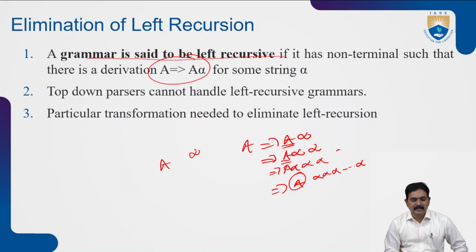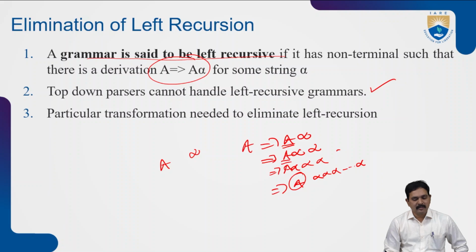Coming to the grammar point of view, we have been discussing many parsing techniques, like the top-down parsing technique and the bottom-up parsing technique. Suppose the grammar has some left recursive productions, then we cannot handle it using top-down parsers. Thus, there is a difficulty with left recursive productions. Top-down parsers cannot handle left recursive grammar. That is one of the biggest problems with left recursion.